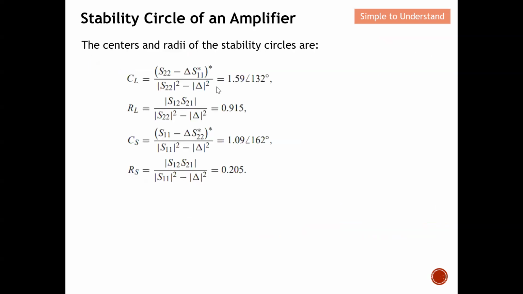So how can we actually plot the stability circle? This will be the center for my load. This will be my radius for my load. This will be the center for my source. This will be the radius for my source. I believe you should be able to calculate it now. Because of the time constraint, I will not be able to show it to you step by step again, but this will be the center value and the radius of the stability circle. In short, let's just concentrate on one.